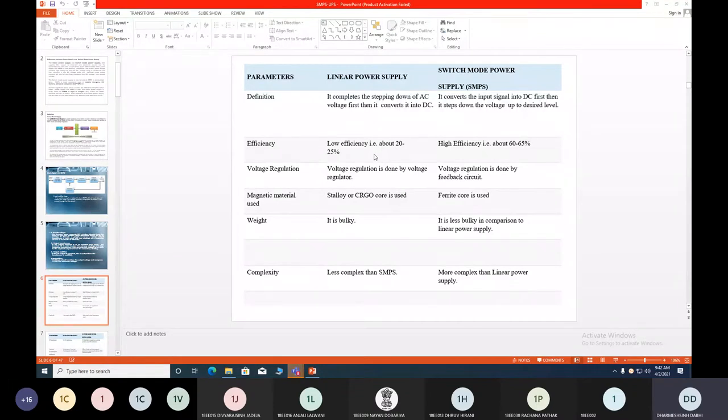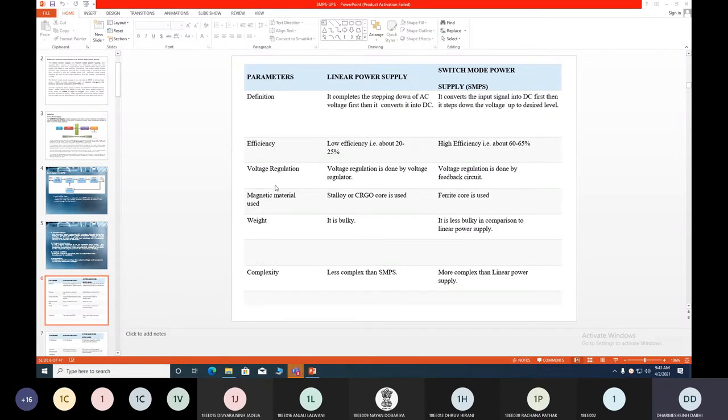Because the size of the filter required in the linear power supply is bulky in nature, the losses in the linear power supply are very large, whereas in the SMPS, the size of the filter is less, as well as the size of the transformer is less, so overall losses are less. So they provide the efficiency of 60 to 65%. It means that if you provide 100 watt power, then at the output side you get 60 or 65 watt, whereas in the case of linear power supply you get just 20 or 25 watt.